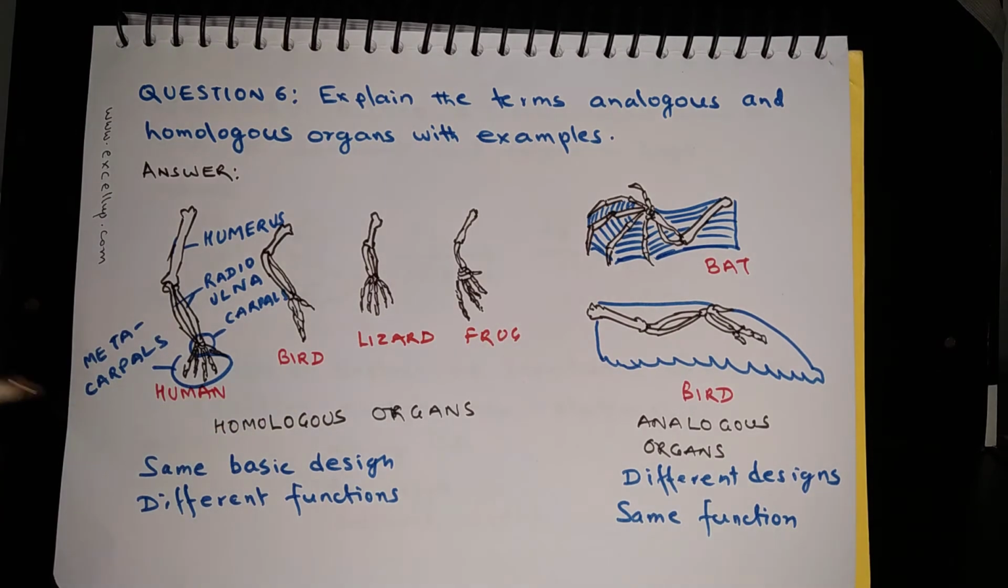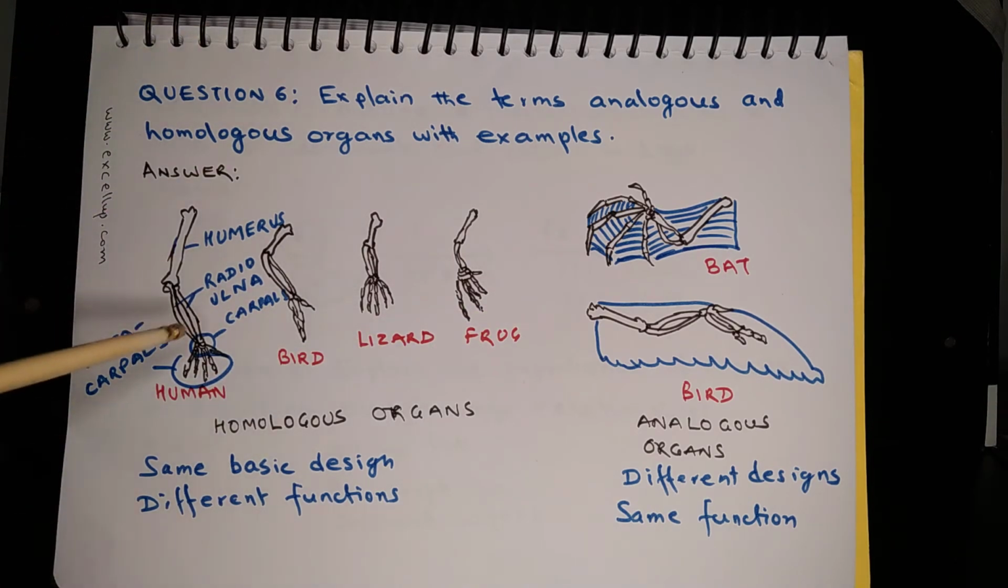These figures show the skeleton of the limbs of human, bird, lizard and frog, and all of them have the same basic design. In human beings, the upper arm bone is the humerus, then the lower arm bone is called radioulna. Then there are carpals and metacarpals. Similarly, these bones are present in the forelimbs of birds, lizards or frogs, but they serve different purposes.